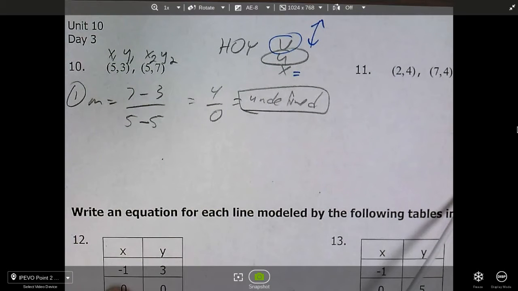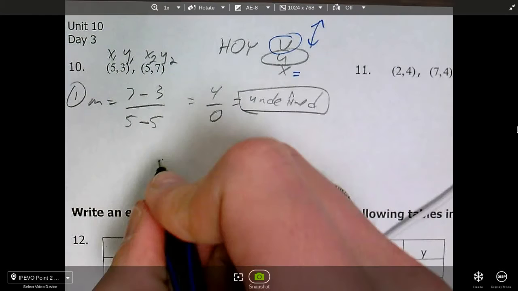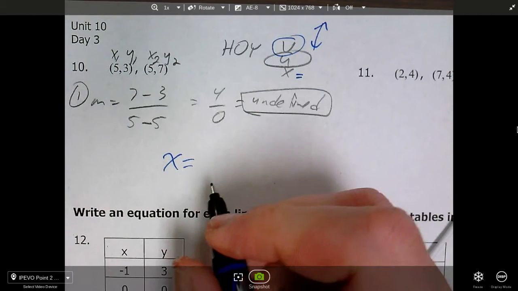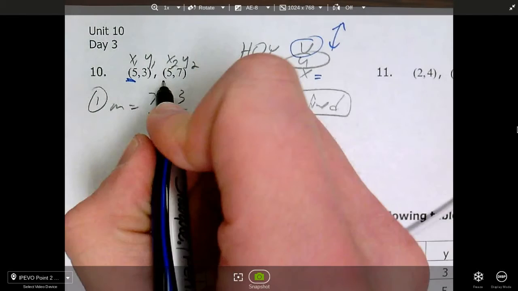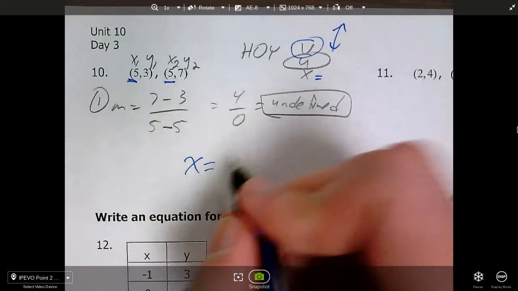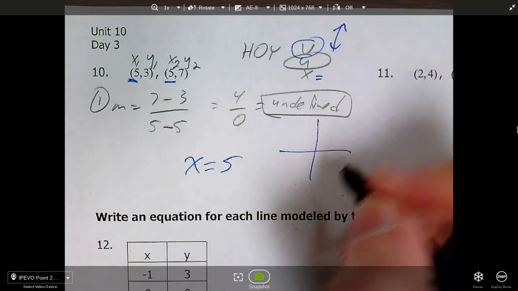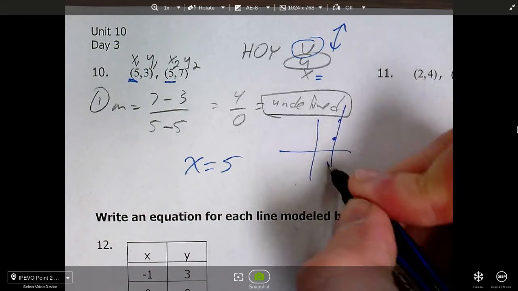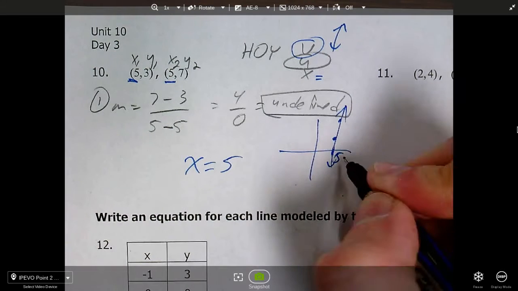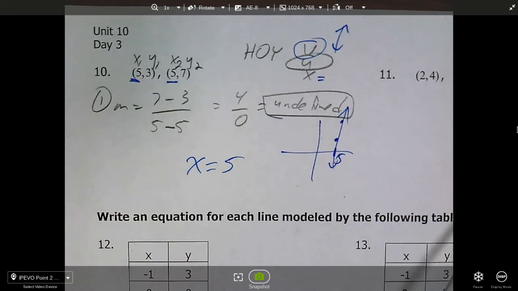So it's going to be x equals, well, what's the x in this problem? You notice both the points have the same x value. X is 5, so we have x equals 5. So if we had actually graphed this, we'd go 5, 3, 5, 7. A vertical line that goes right through 5. And so the equation is x equals 5.